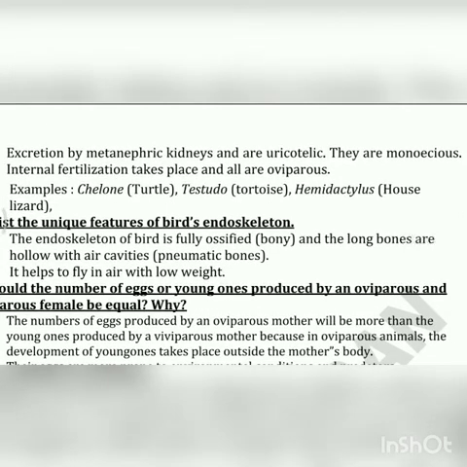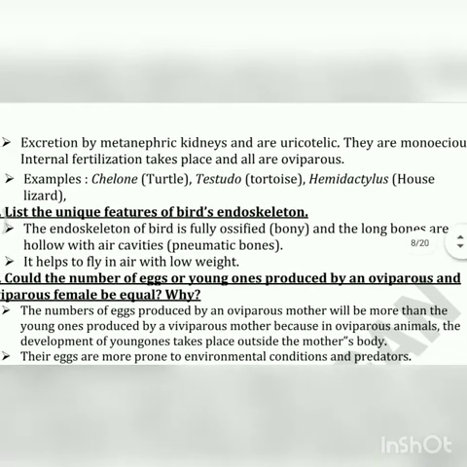They excrete by kidney and the excretory product is uric acid, so they are called uricotelic. They are dioecious, sexes are separate, and internal fertilization takes place and all are oviparous. They lay eggs. Example, turtle, tortoise and house lizard.